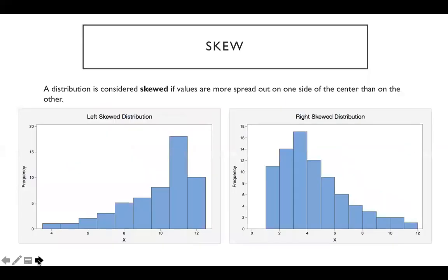So now we're going to move on to skewness, left skewed and right skewed. It's just if variables are more spread out on one side of the center than the other. In a left skewed distribution, you'll have all your data piling up on the right side, and you'll see that there's not much on the left. That's why it's called left skewed. And then in a right skewed distribution, a lot of the data will pile up on the left side, and you'll have the skewness on the right.